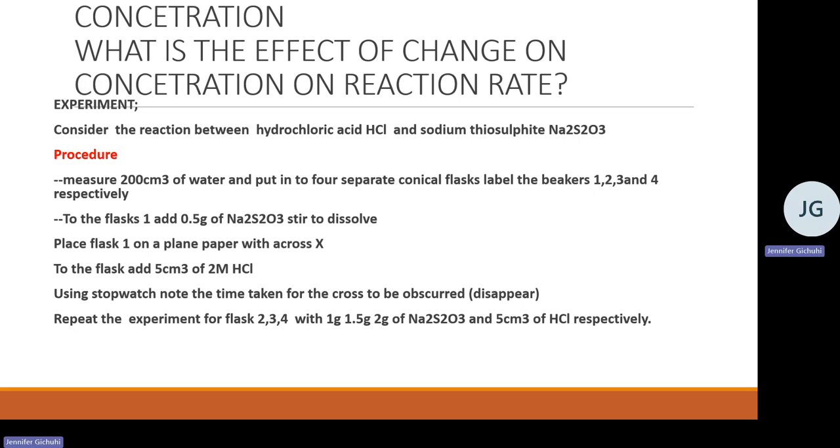The next step is where now we are going to add 5 cubic centimeters of 2 molar hydrochloric acid to this particular flask. And immediately start the stopwatch to measure the amount of time taken for the cloth to disappear.